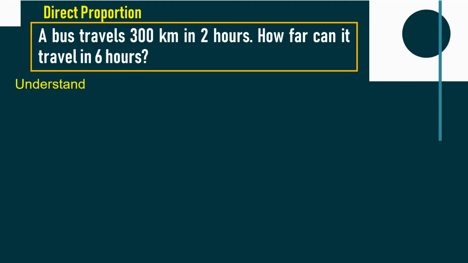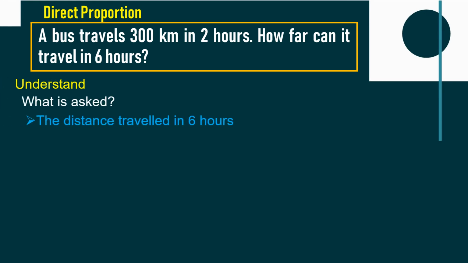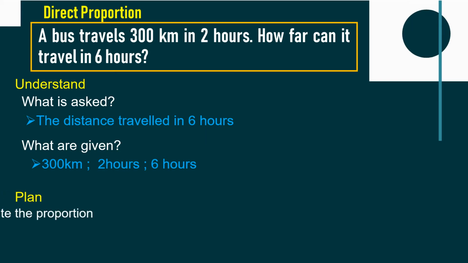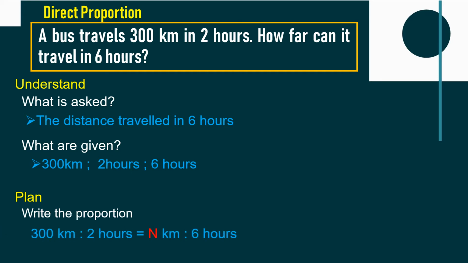Now let us understand the problem. What is asked? It is the distance traveled in 6 hours. What are given? 300 kilometers, 2 hours, 6 hours. Then let us plan by writing the proportion. So 300 kilometers is to 2 hours equals n kilometers is to 6 hours. And then let us solve.